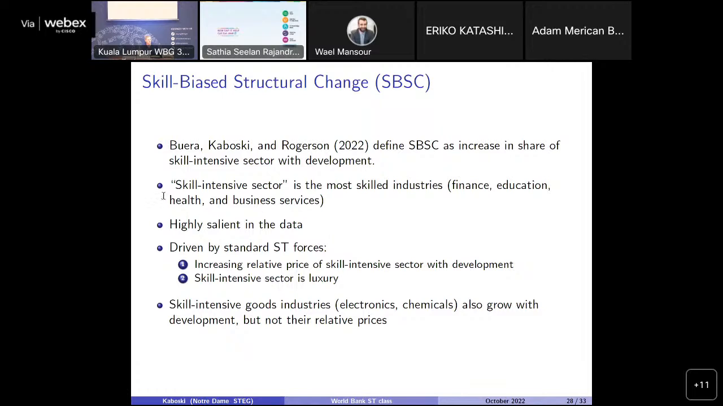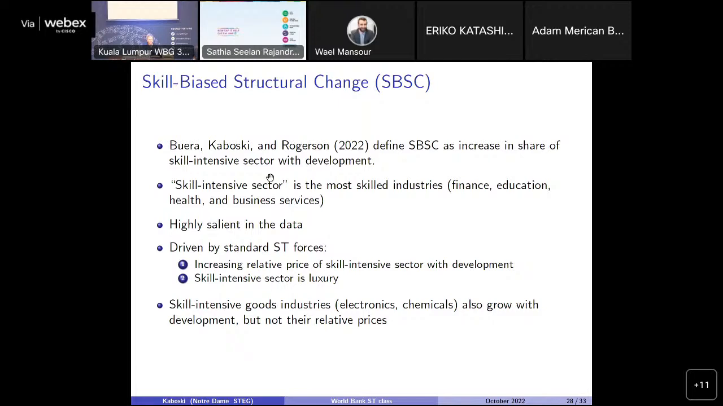I want to show you that this phenomenon is highly salient in the data, both the definition, looking across countries, that these are the four highest skilled sectors, and the fact that this grows with development. Moreover, we claim that they're driven by the standard structural transformation forces, namely an increasing relative price of the skill-intensive sector with development. It comes out of the biased productivity, and the fact that the skill-intensive sector is a luxury sector.